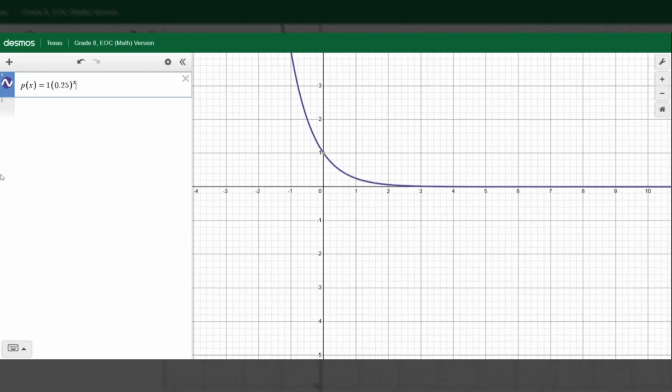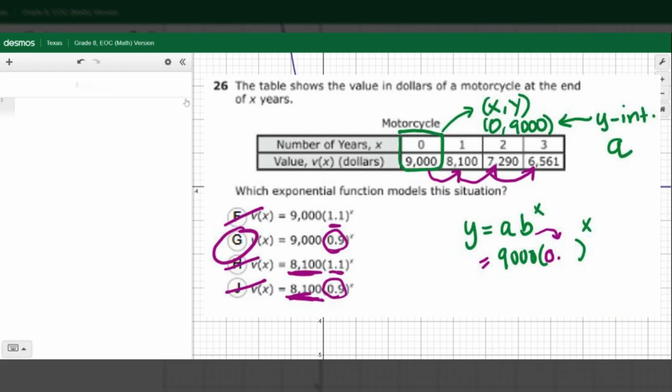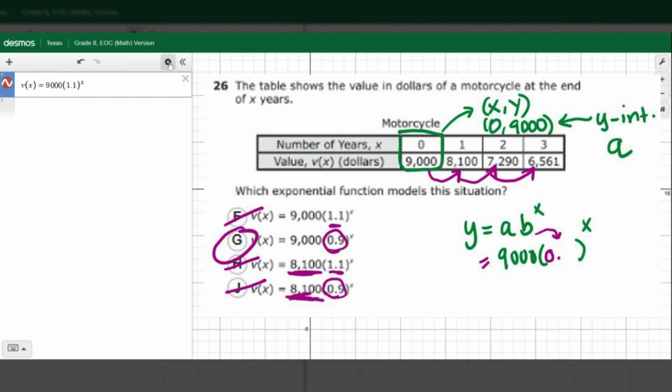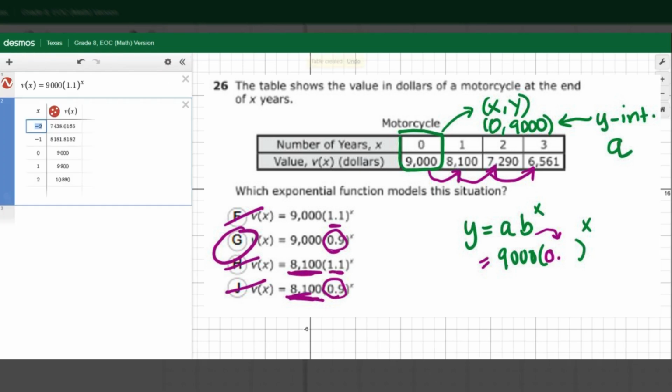Okay, let's go to question number 26. On question number 26, it's the same thing. You just need to use the given exponential function equations and then verify them with the table. So the first letter is F, V of x equals 9,000 times 1.1 raised to x. Now I need to look at my table, so let me verify that.